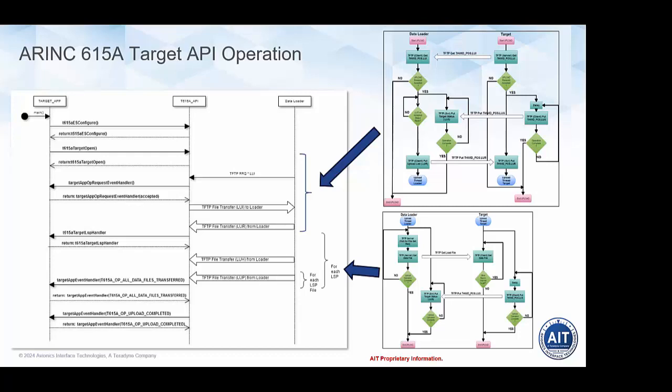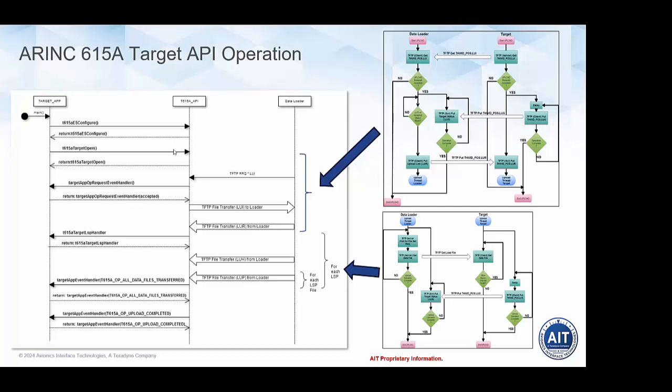So what you see is, just like with the TFTP and the data loader API, you have to configure. This is where you're passing in the XML configuration for the target side. That's the first thing you have to call, the first function you have to call in your app within the target API.